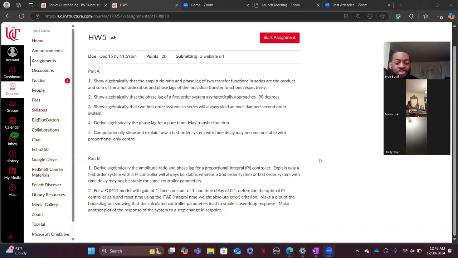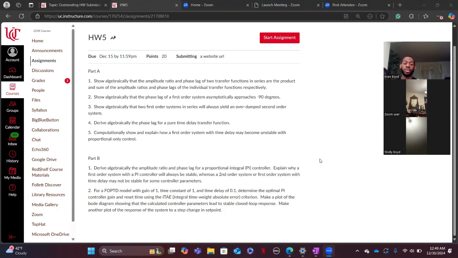We will now start with the first part, which is to derive the algebraic amplitude ratio and phase lag of a proportional integral controller. So it's different from our usual proportional controller. We are now using an integral in the controller. We'll be using a proportional integral controller, so it'll be something a little bit different, adding on to our normal controller.